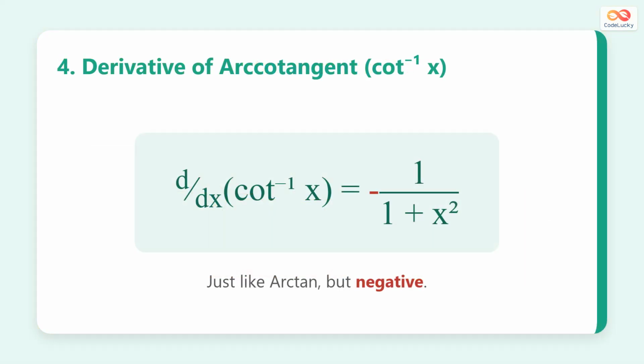For arccotangent of x, we follow the same pattern. It is the negative of the arctangent derivative, so the result is -1 over 1 plus x squared.